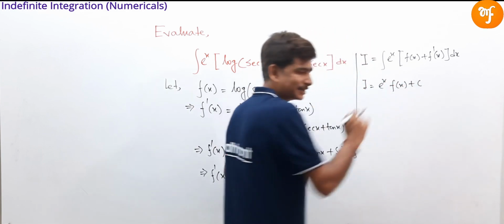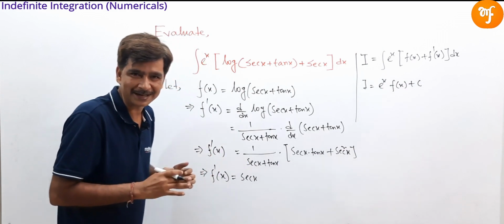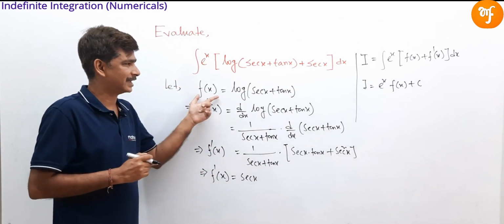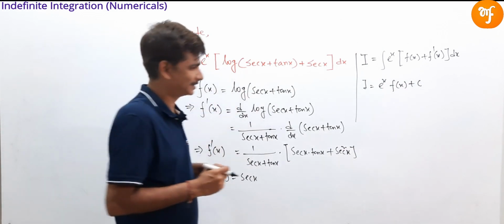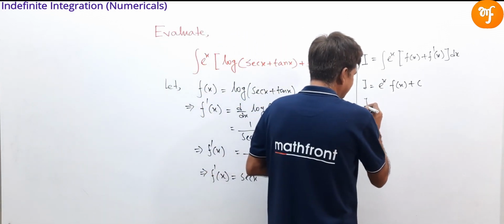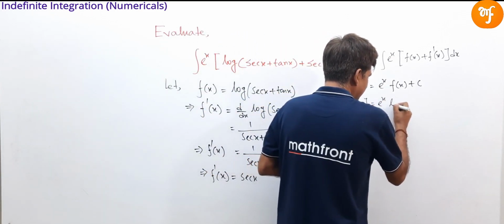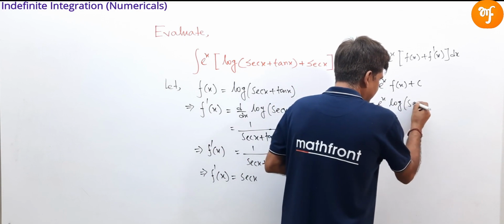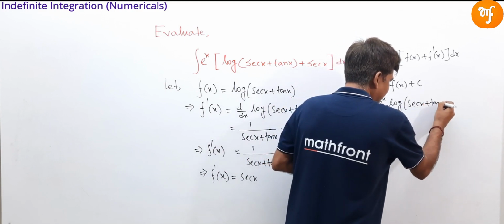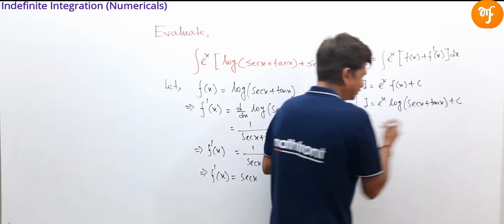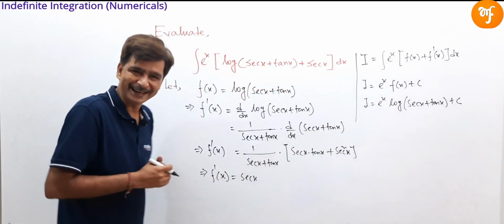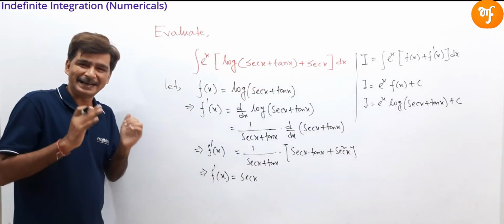This is the integration. Now, to get the final result, we have to re-put f(x) as log(sec x + tan x). So, I = e^x log(sec x + tan x) + c. So this is the answer. Okay, clear? Now come to the next question.